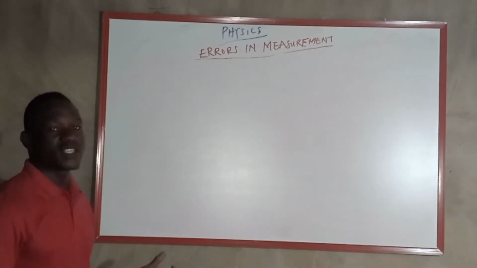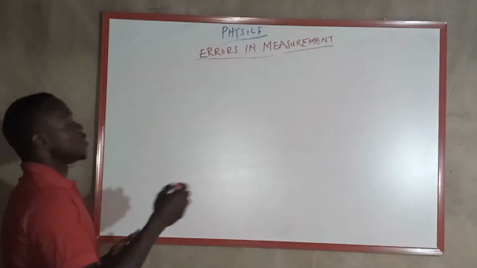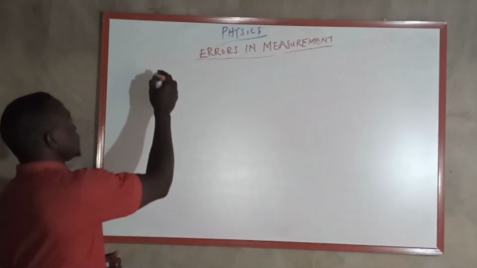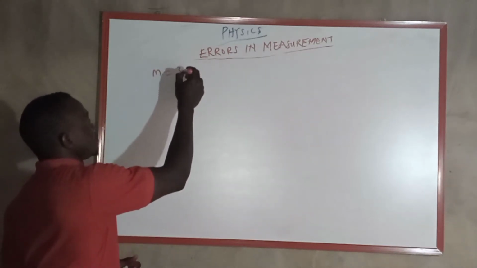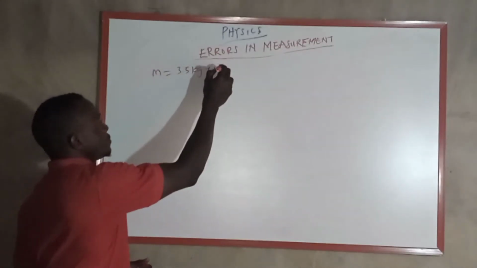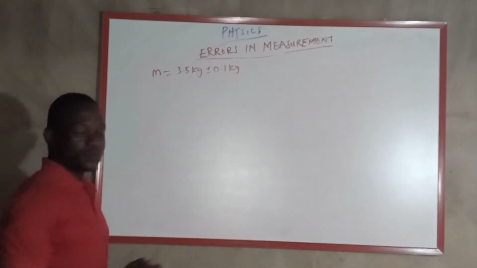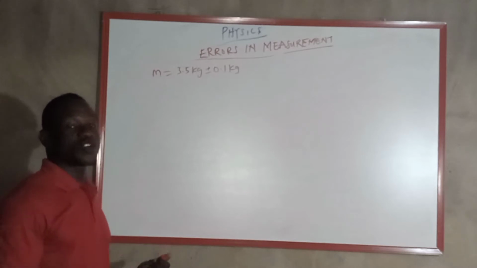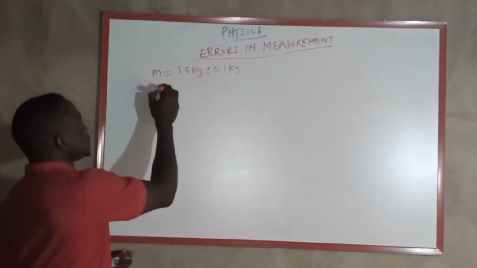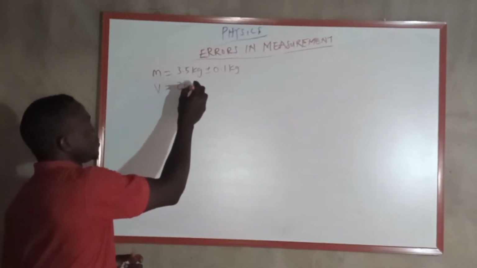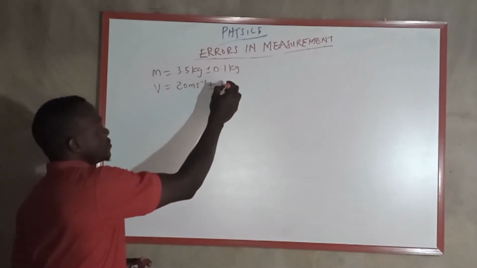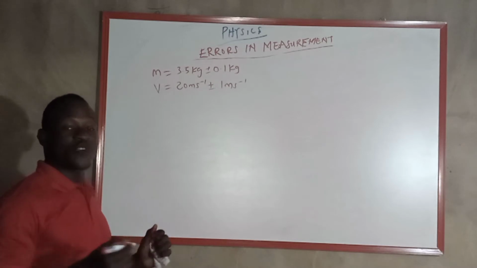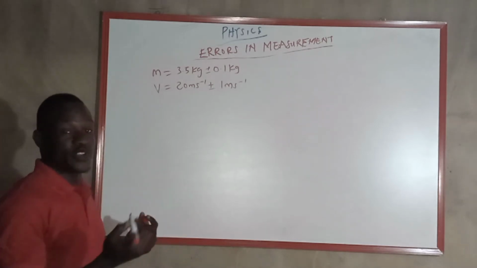Now the question says that we have a mass m which is equal to 3.5 kg plus or minus 0.1 kg. It's also said we have a velocity v which is equal to 20 meters per second plus or minus 1 meter per second. And we have the radius r which is equal to 12.5 meters plus or minus 0.5 meters.